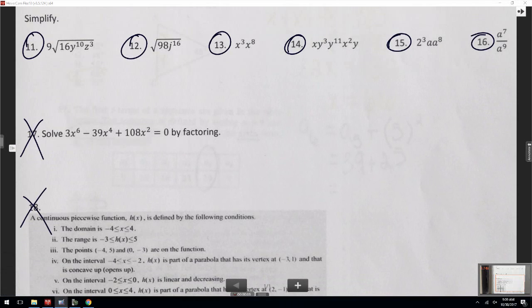Let's start with number 13, okay? When you multiply those bases, what do you do to the exponents? You add them. There you go. What's 8 plus 3? There you go. So this is x to the 11. And that's it. Very good?